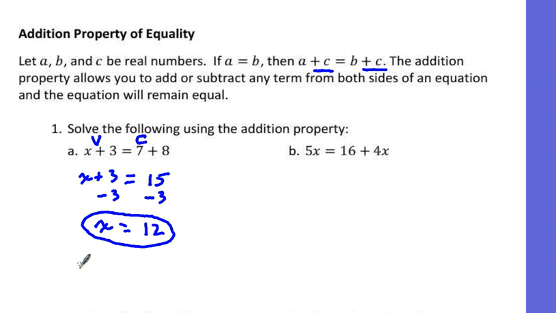Of course, we can check by substituting back into the original. 12 plus 3 equals 7 plus 8. 12 plus 3 is 15. 7 plus 8 is 15. And therefore, it checks, and x equals 12 is the answer to this equation.